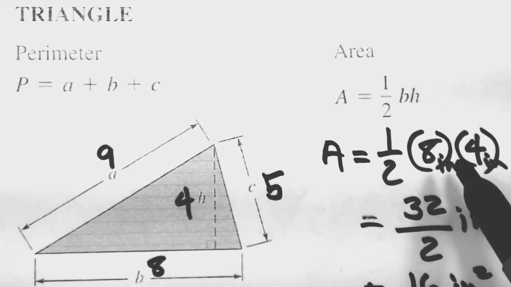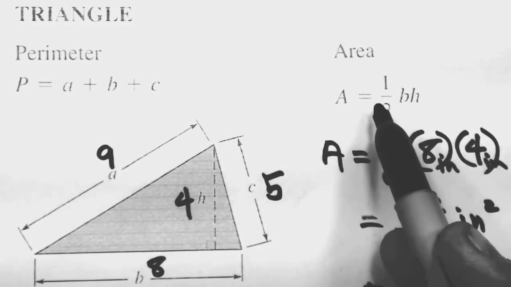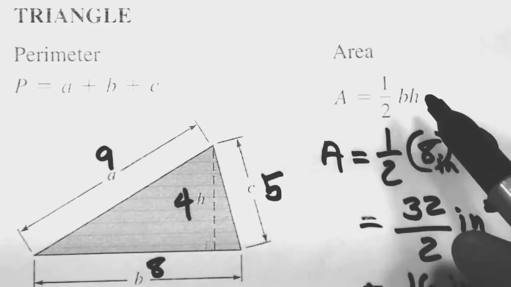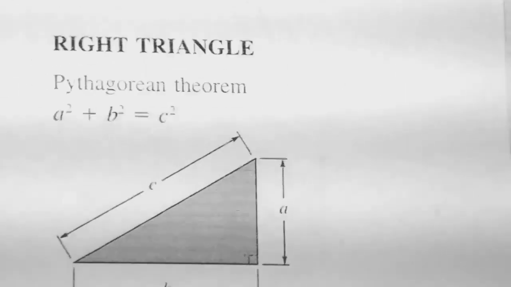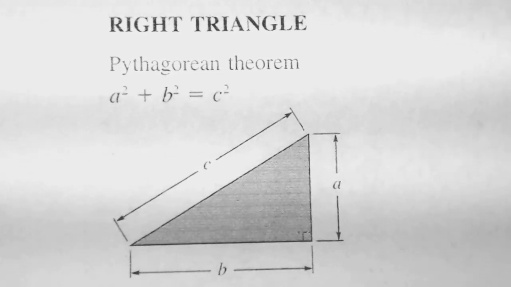But, of course, the area, which is 1/2 base times height. That's something that gets used quite a bit. You definitely need to know this for the triangles. Now, let's visit what's known as a right triangle.